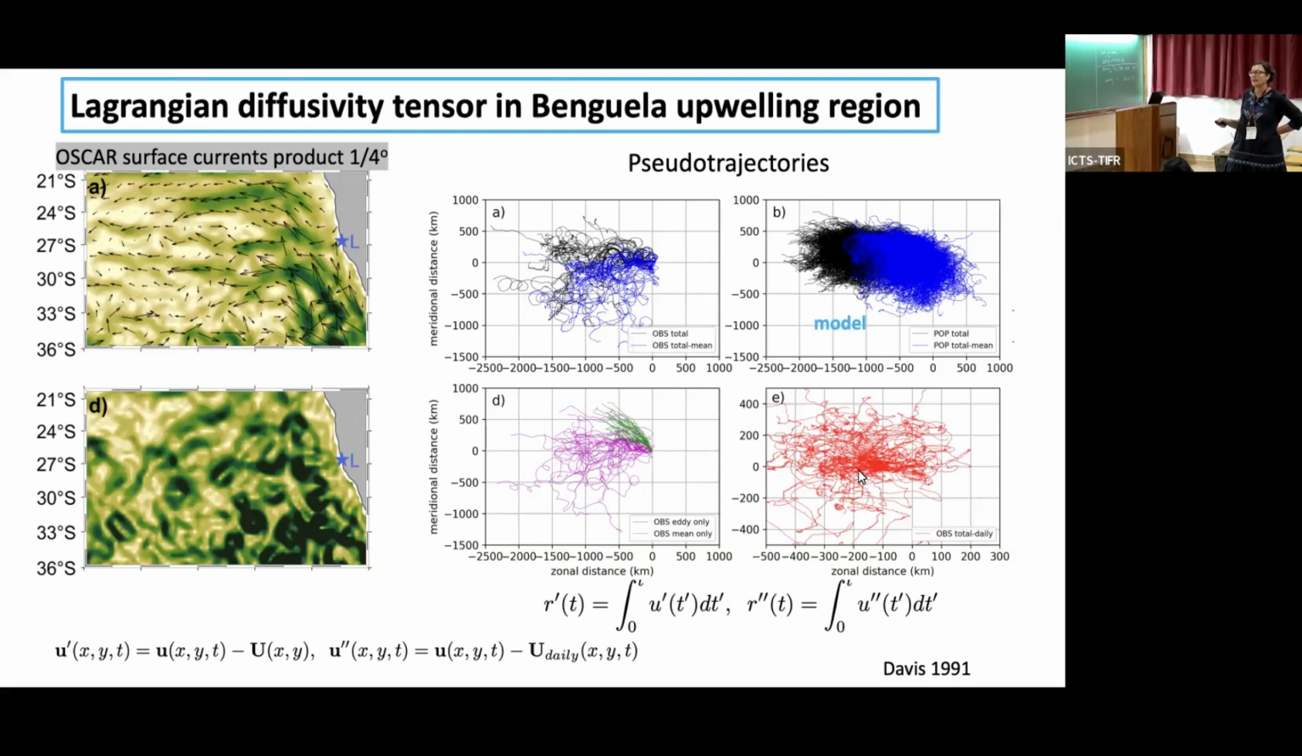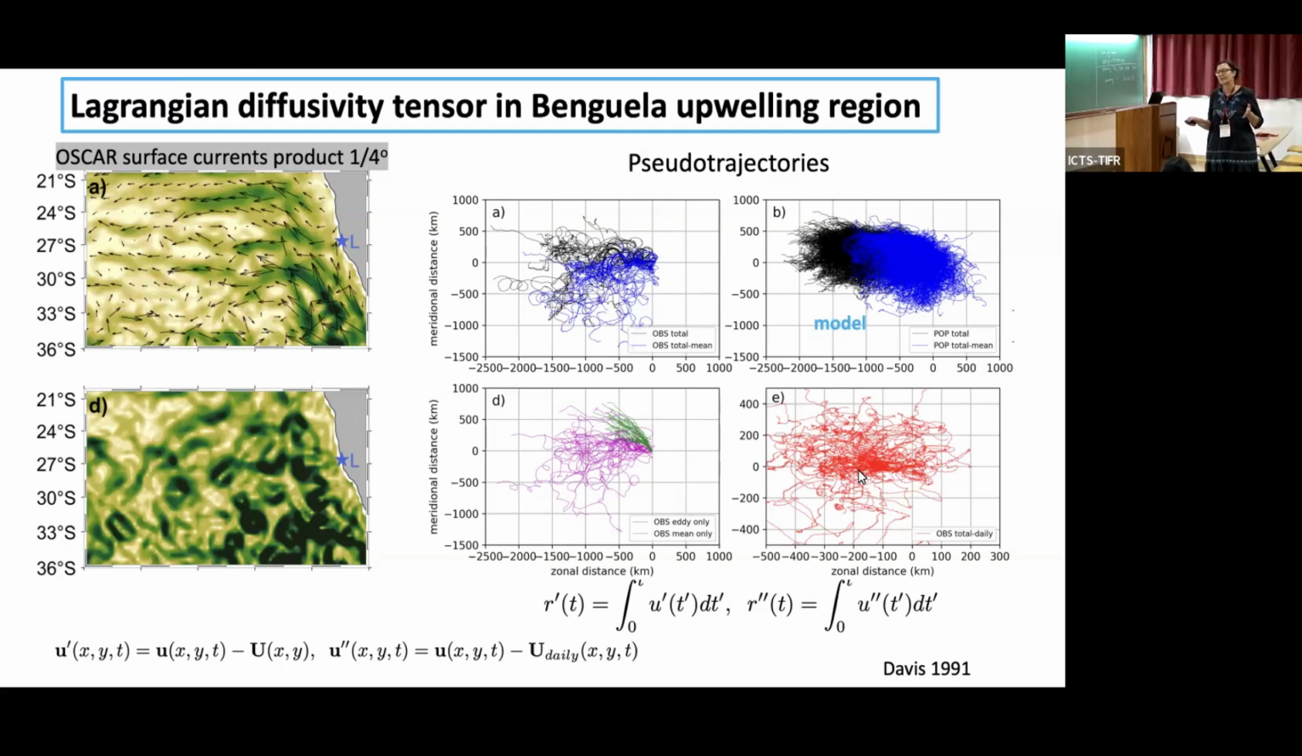Now we're using the concept of pseudo-trajectories that was introduced by Davis in a very famous paper about diffusivities, where you could relate the Lagrangian diffusivity to the mean tracer gradients. We interpolate this mean velocity to the float positions, and then subtract the mean velocity from the velocity that you get from your floats, and this gives you the prime. Then you integrate this velocity in time, and that gives you your so-called pseudo-trajectories.